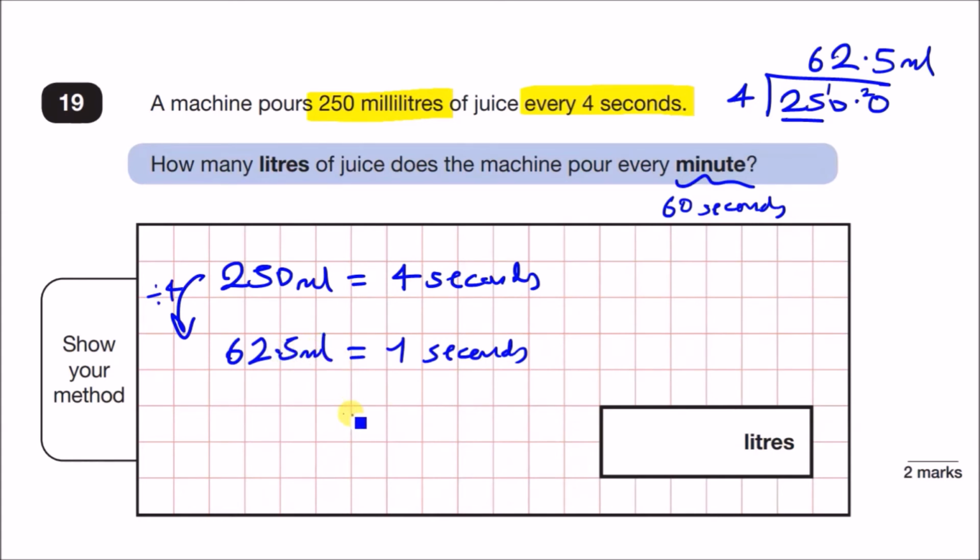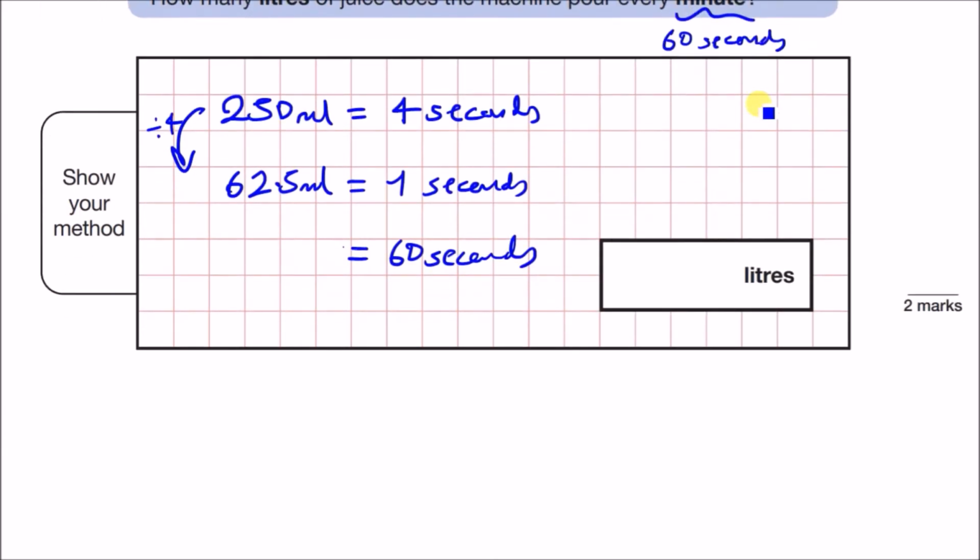And now we're trying to find 60 seconds. Okay, so to do this one, we're going to times this result by 60. So 62.5. And the trick is you could just times it by 6 and then add a 0 later. Times 6. So let's do this. This will be nice and easy now.